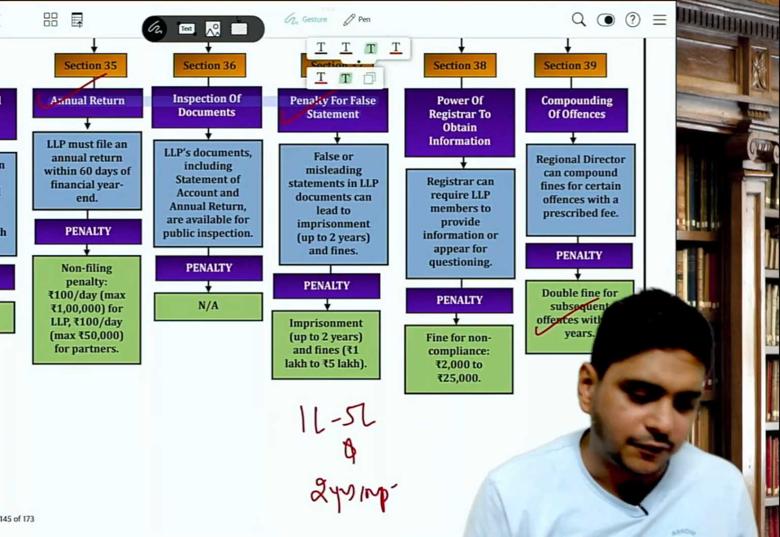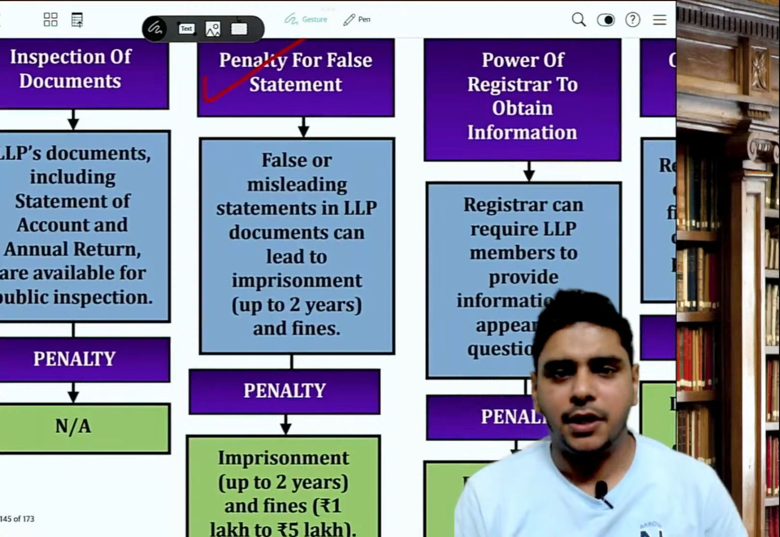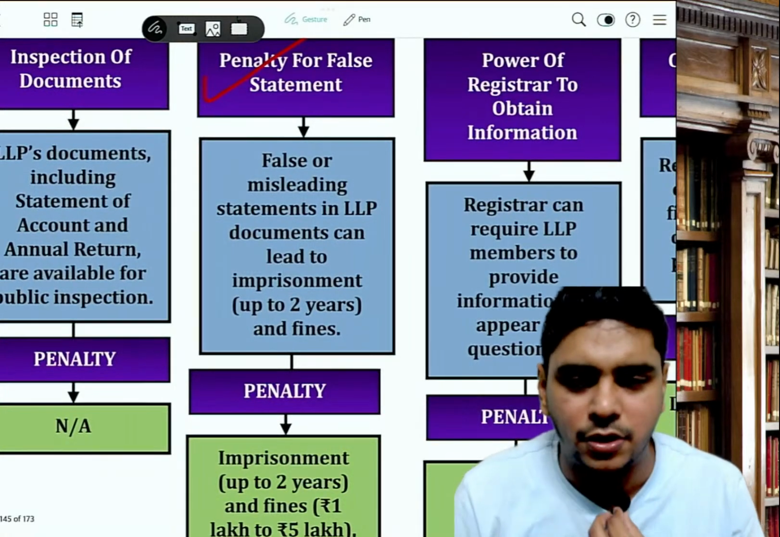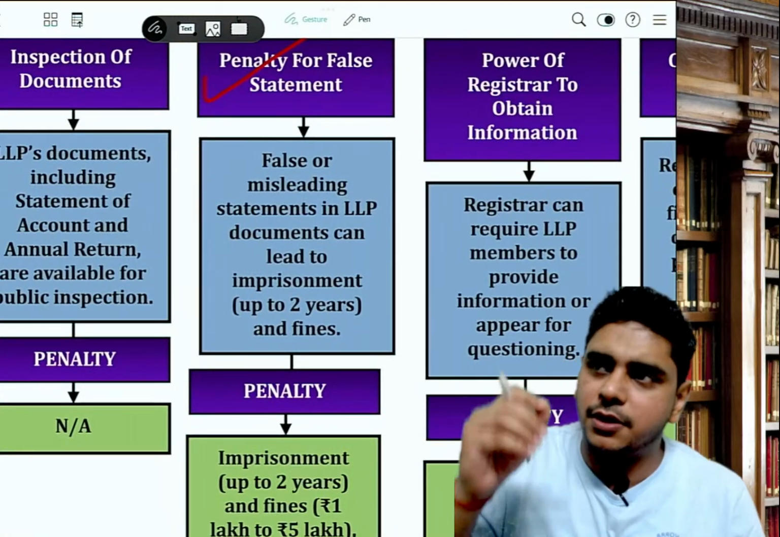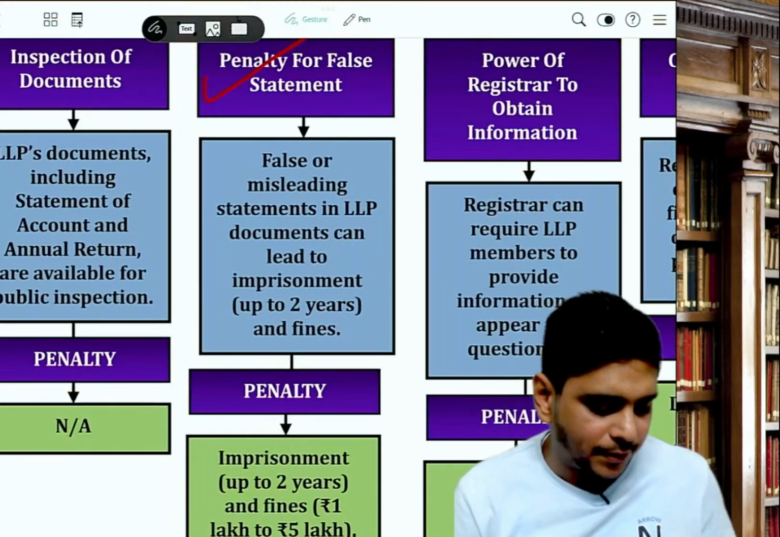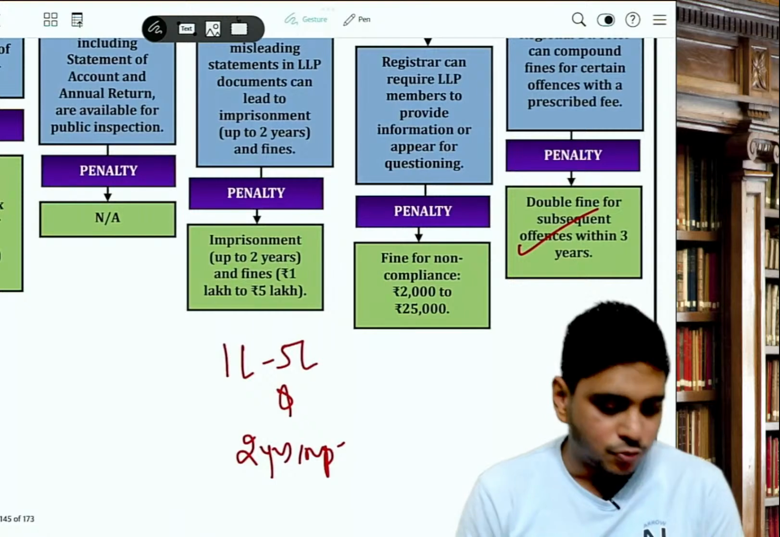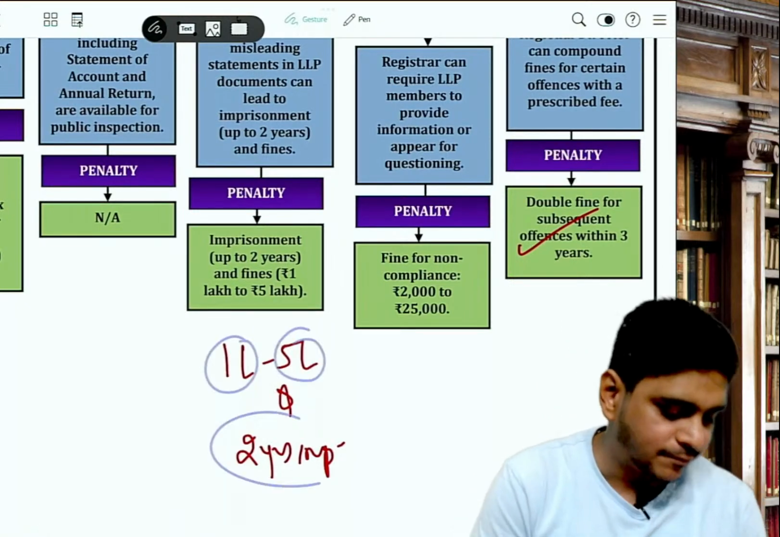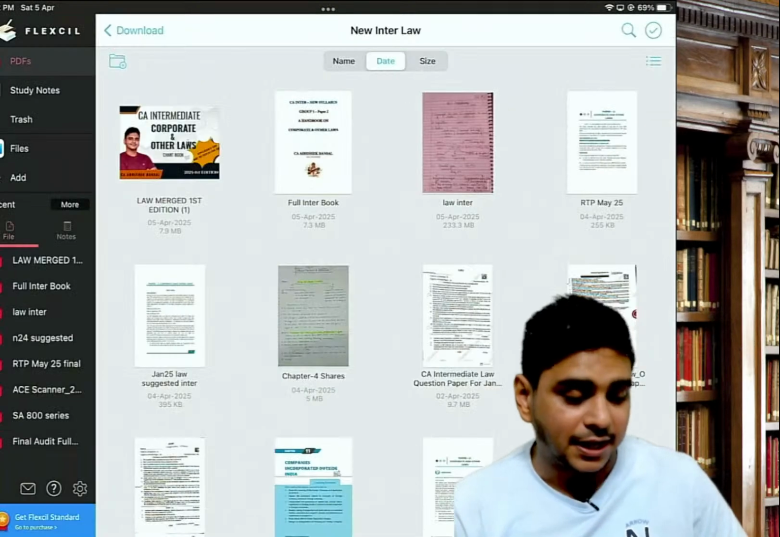Then, very important: penalty for false statement. This also came in the exam. If you have formed an LLP on the basis of false statements, or you have given a document to the ROC containing any false statement and you know it, how much is the penalty? 1, 2 ka 5. 1 lakh to 5 lakh and imprisonment of 2 years.